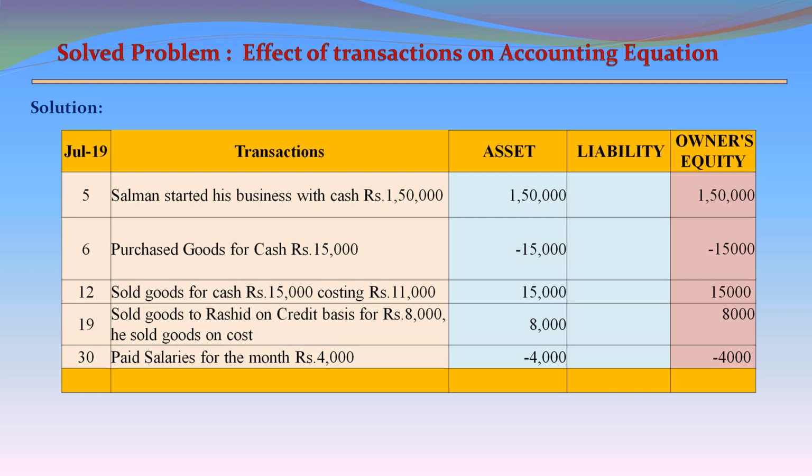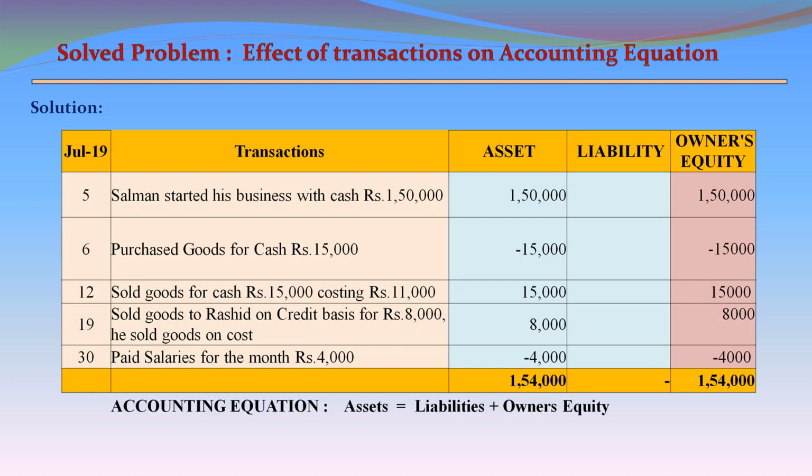by 4,000 rupees. Now if we total all the assets, it is 1,54,000. If we total all the owner's equity, it is 1,54,000 and there is no liability. Accounting equation, assets is equal to liabilities plus owner's equity. So it is 1,54,000 assets is equal to liability plus ownership also equal to the same amount, 1,54,000.